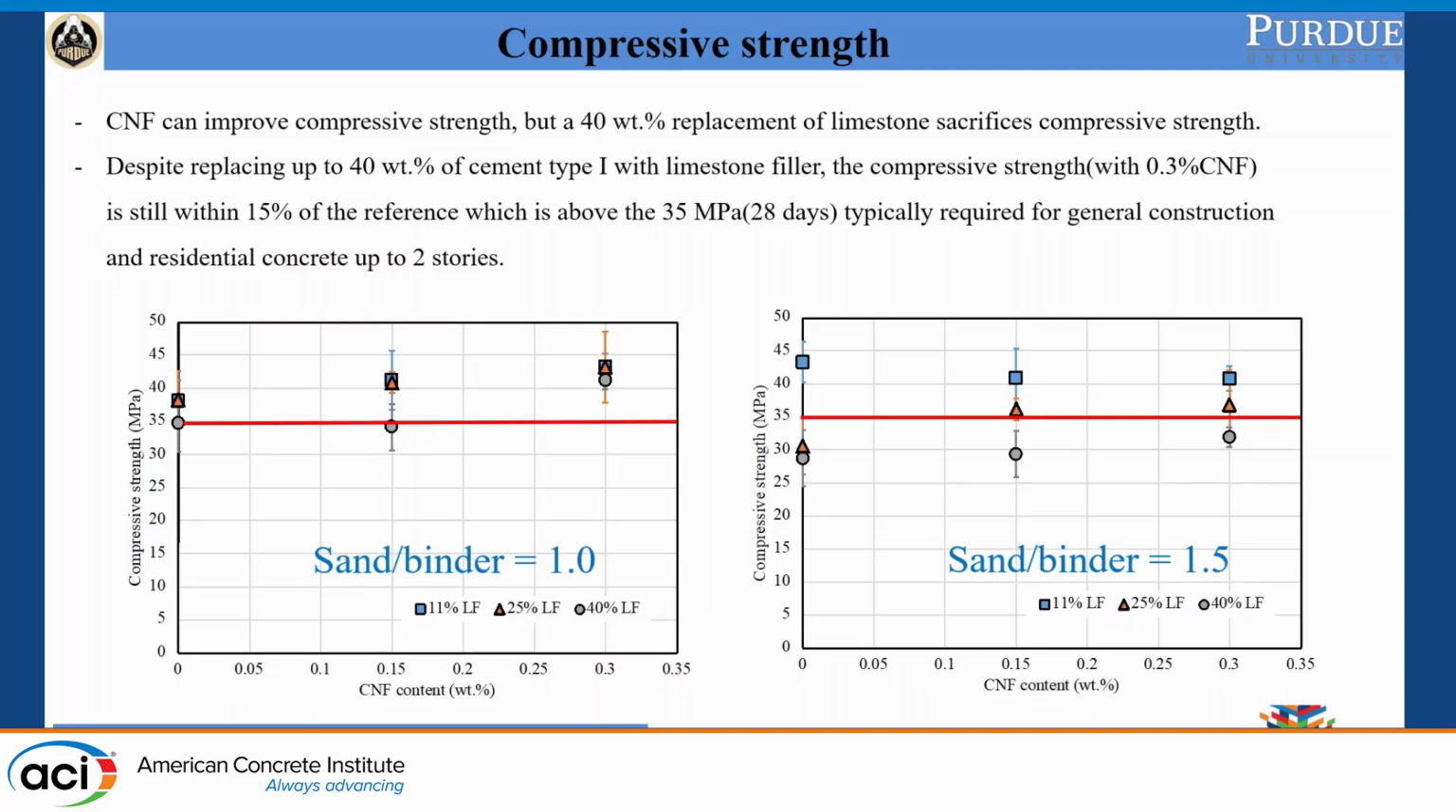So, especially when we have a sand to binder ratio of 1, most of the mixtures have a 28-day compressive strength larger than 35 megapascal, which kind of meets the overall performance requirement for general low-story buildings, and for a lot of applications of 3D printing concrete.